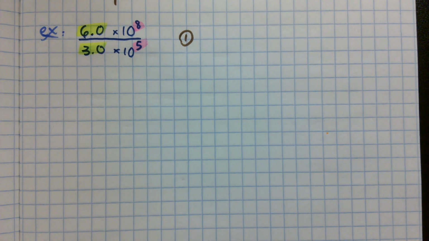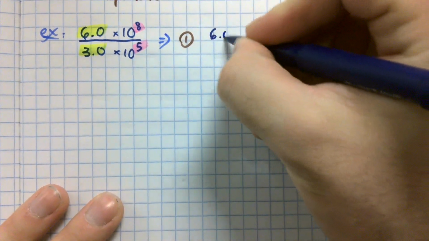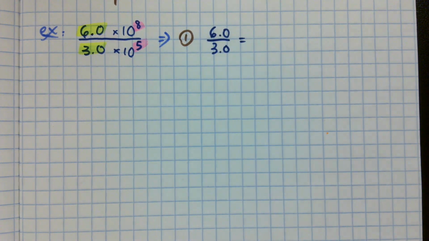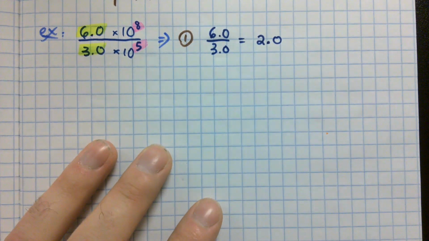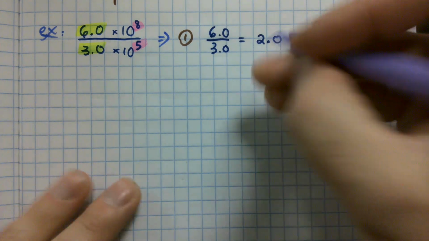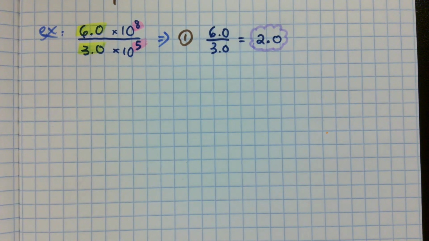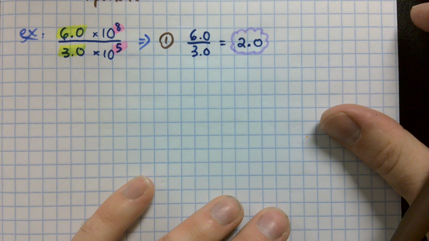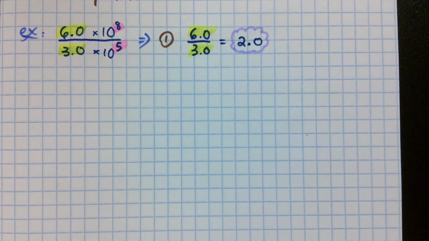So step 1. We're going to do 6.0 divided by 3.0, which, like we said earlier, is equal to what? 2. 6 divided by 3? 2. 2.0 is going to be our new leading number. I'm going to highlight those again, 6 and 3, just so we can see where they came from.